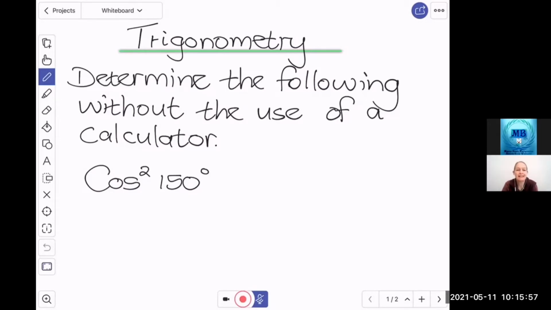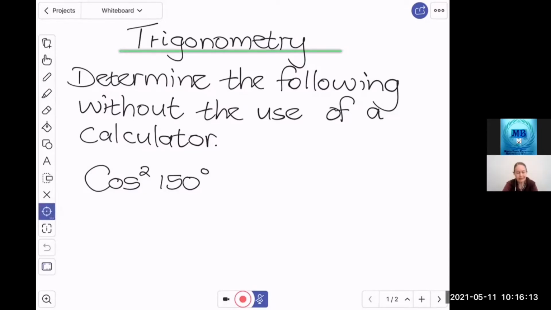Today we are going to have a look at grade 11 trigonometry, and an example where you are asked to calculate the value of an expression without the use of a calculator. In this case, we are given the question of determining cos squared of 150 degrees.